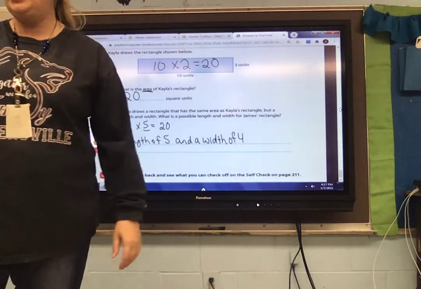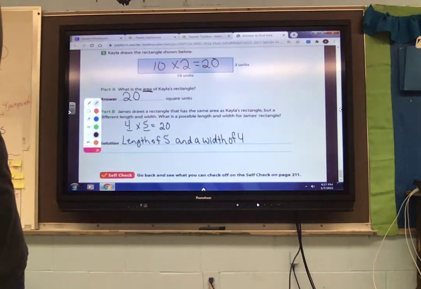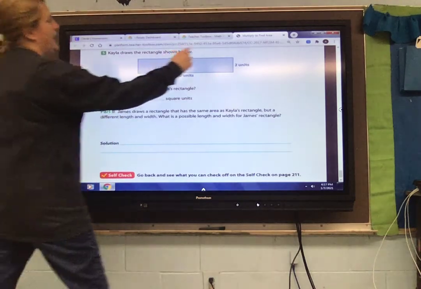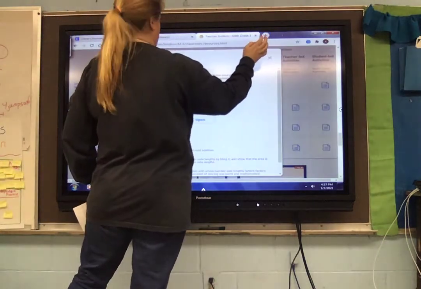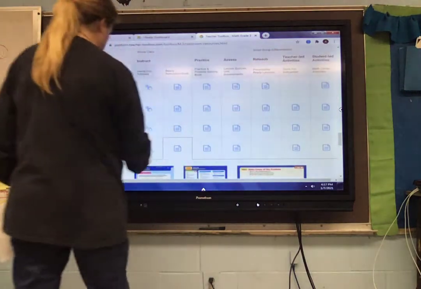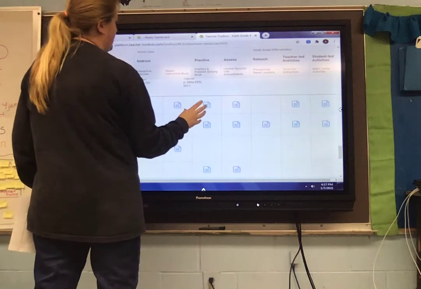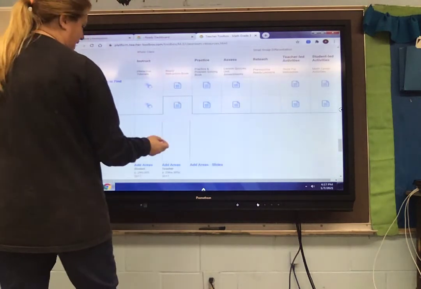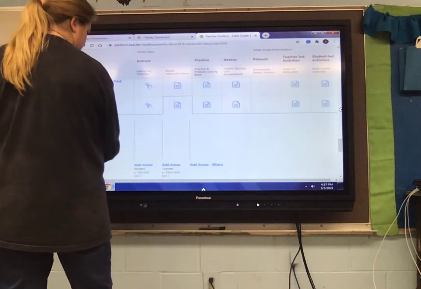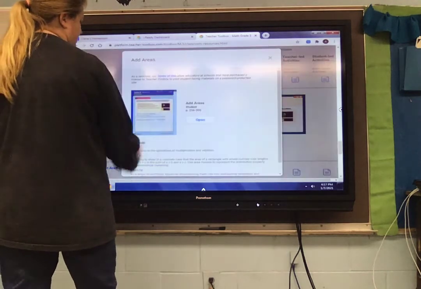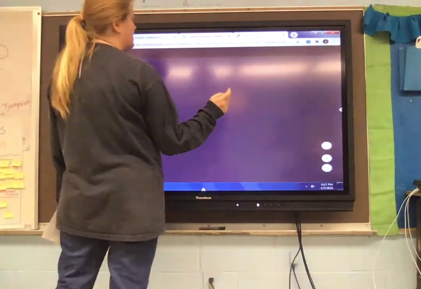Today is Wednesday, January the 13th, and we are going to continue to work on area. Let me go back in my toolbox because we're now going to lesson 29, where we're going to be breaking up shapes and having to add back some areas. There it is. Let's open that.